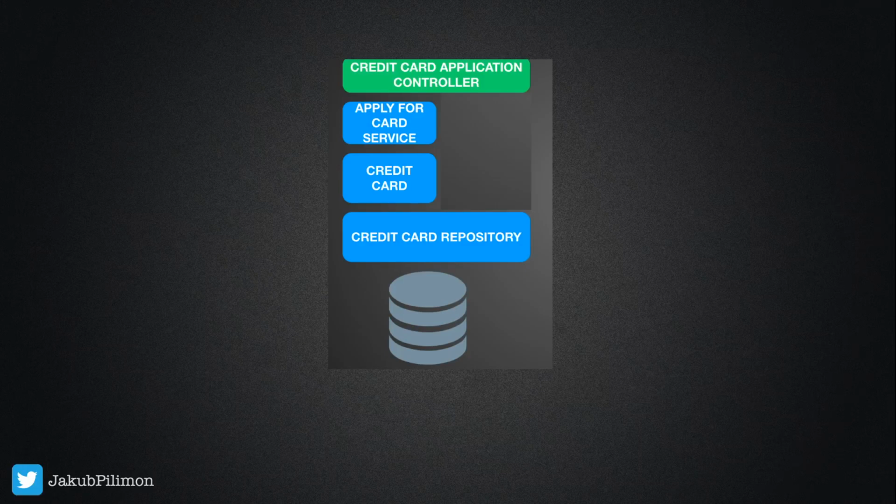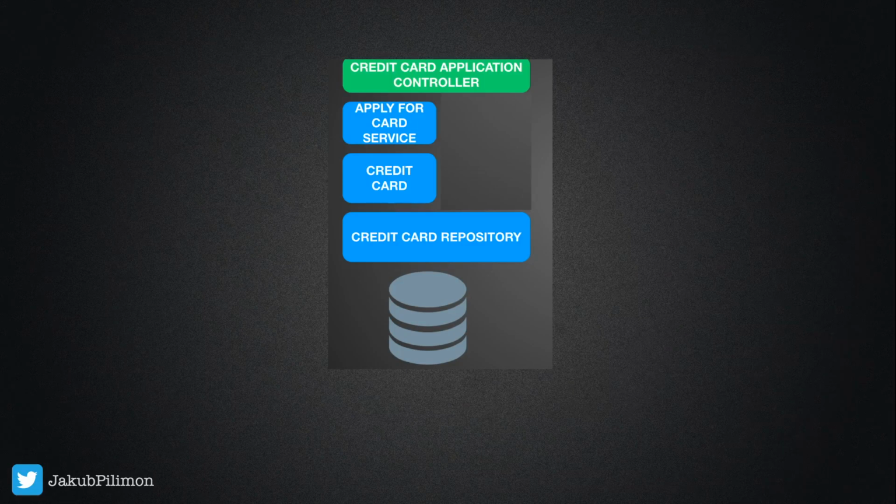So let's assume we are an enterprise and we grant credit cards. Before you get a credit card, you have to apply for a credit card. The application rejects your application, or maybe accepts that application. In that case, you get the card. This is how it works.